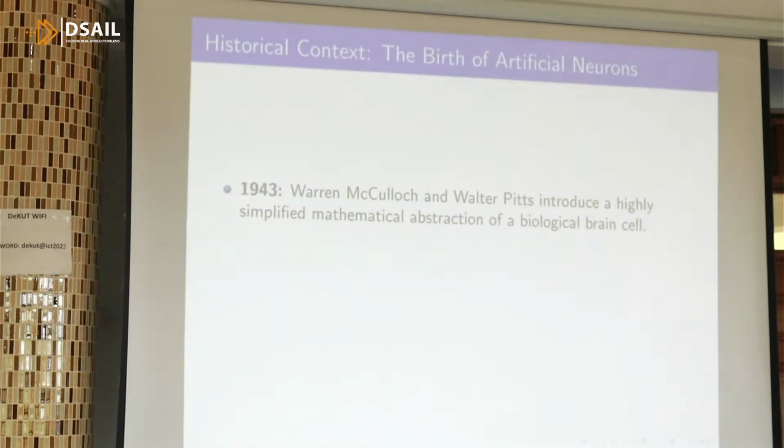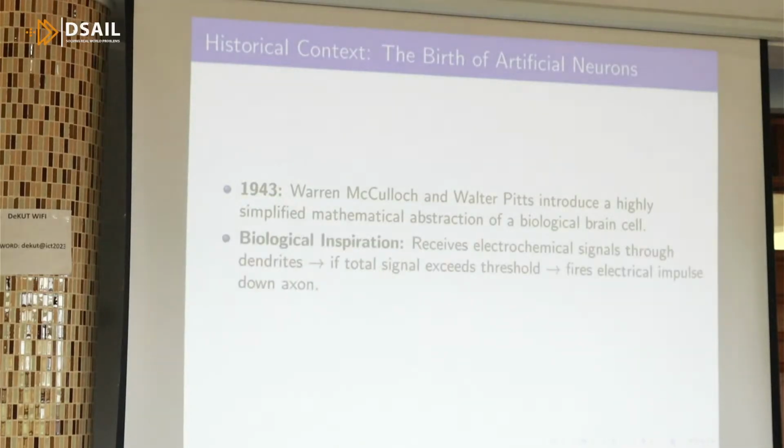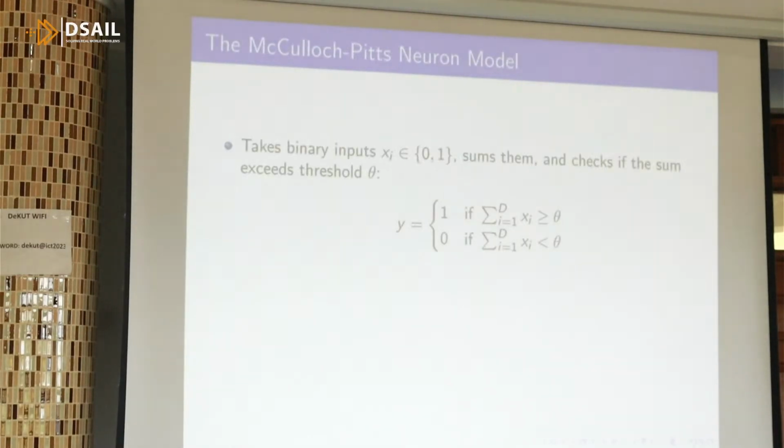All right. So some historical context. In 1943, a bunch of researchers introduced a highly simplified mathematical abstraction of the biological brain cell. And this is how it looked. The idea in the brain is that each neuron receives some electrical signal. You know that your body is basically electricity, right? So it receives some electrical signals through the dendrites, and then if the total signal exceeds some threshold, an impulse is fired down the neuron, down the axons, if you remember these things from biology.